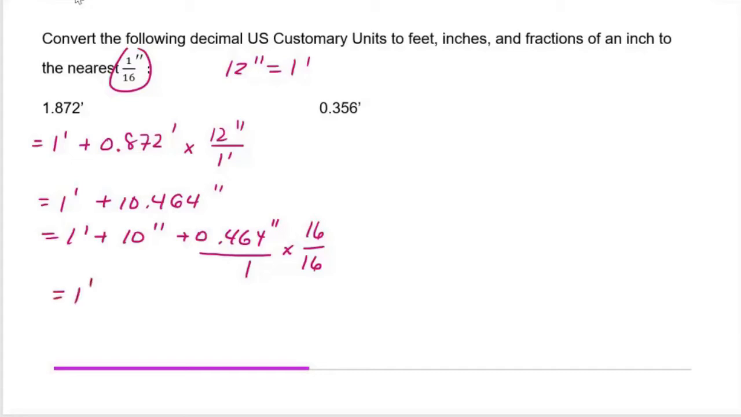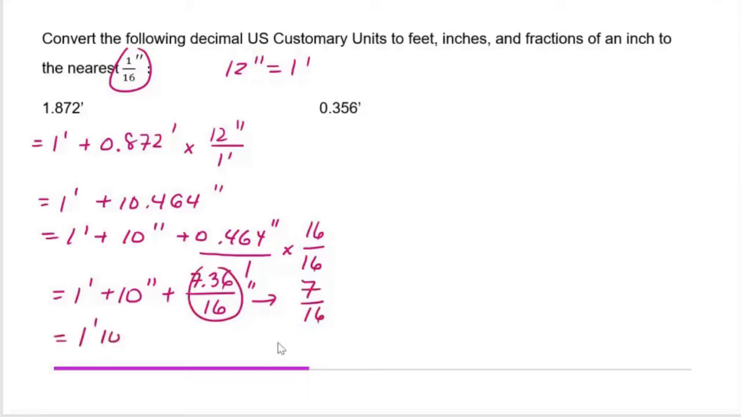All right, so we've got 1 whole foot, 10 whole inches, and 7.36 over 16 parts of an inch. We're never going to leave a fraction with a decimal in the numerator, so you'll round the numerator here to the nearest whole number. So 7.36 is rounded to 7 over 16. Altogether, then, we have 1 whole foot, 10 whole inches, and 7/16 of an inch. Often, this answer will be given in this notation as well in various applications, including architectural ones, as 1 foot dash 10 and 7/16 of an inch. Either of these notations is perfectly acceptable.